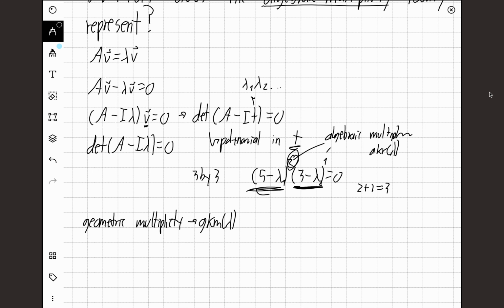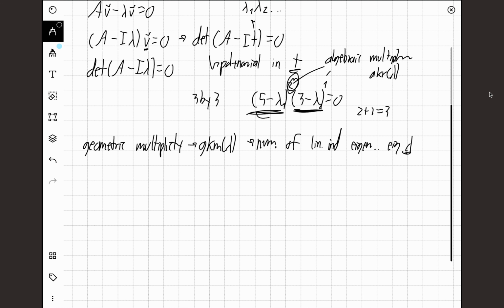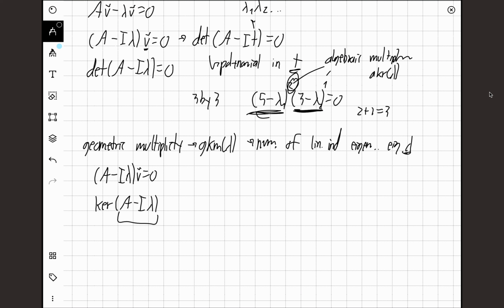And this multiplicity actually tells us the number of linearly independent eigenvectors with eigenvalue lambda. And how do we find the geometric multiplicity? Well, I'm pretty sure you've done all this before. We have the equation (A minus I lambda) v equals 0. Once we know lambda is an eigenvalue, we want to find all the vectors which this new matrix sends to 0. Basically, we want to look at the kernel of this matrix, because the kernel of any matrix is just the subspace of your vector space which your specific matrix sends to 0.